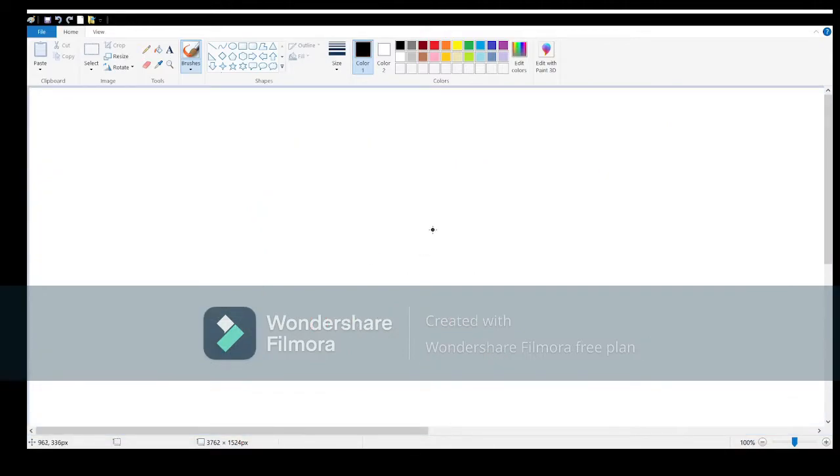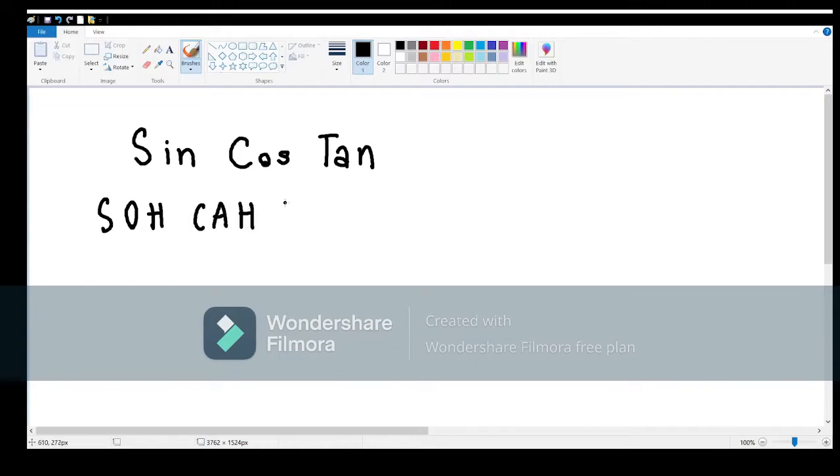So first thing that I want you to know about sine, cos, tan is SOHCAHTOA. Okay, which stands for sine, and as you know it's the opposite over hypotenuse.